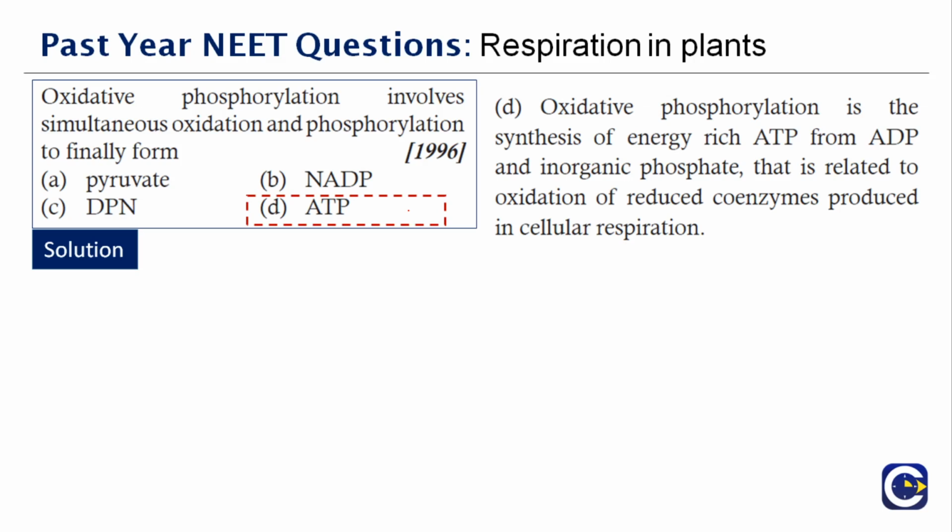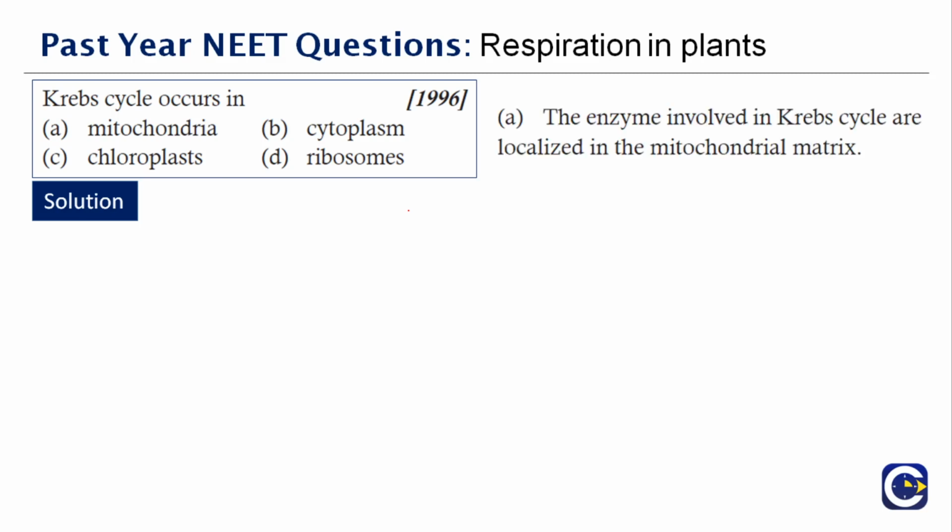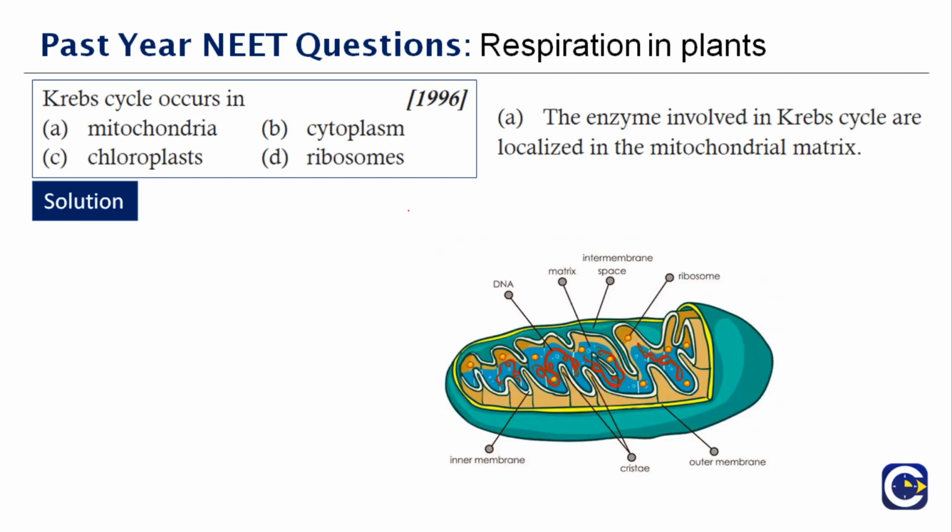Easy question, right? Next question: Krebs cycle occurs in dash. Very easy question for you to answer, right? We all know Krebs cycle occurs in the mitochondria, also called the powerhouse of the cell. Glycolysis occurs in the cytoplasm of the cell, also called the cytosol. So this question is very easy for you to answer. Krebs cycle occurs in mitochondria. You have the picture of mitochondria on your right side. I think this is the easiest question we have seen so far, right? This question was asked in the year 1996.